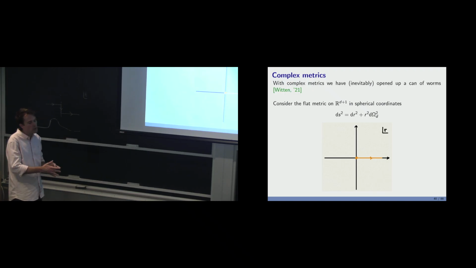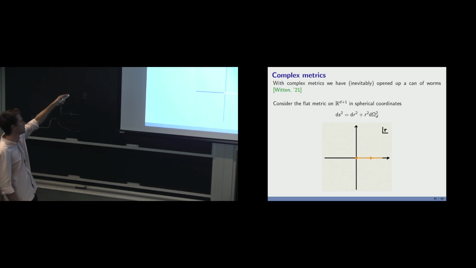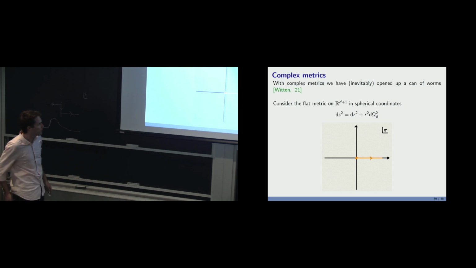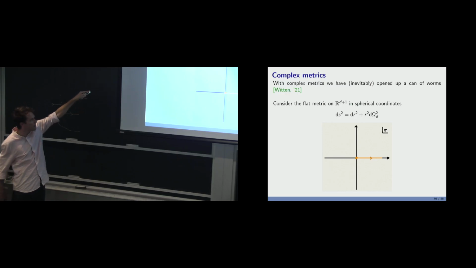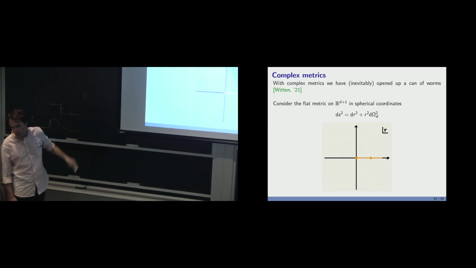So how can we distinguish between good saddle points and bad saddle points? I'll describe a criterion which was formulated in a paper in 2021, building on earlier work. Let's consider a simple example. Here I have the metric on flat space in d plus 1 dimensions. The contour that I take for R goes from 0 to infinity, and this is just the metric on flat space.